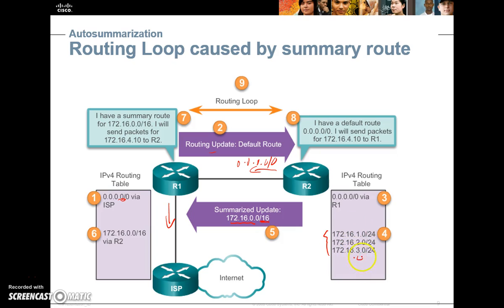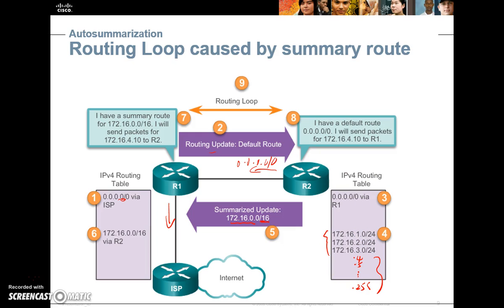It also includes .4, .5, all the way to .255. Although all these networks are not connected, because of the summary route, R1 will think that all these networks from .1 all the way to .255 are connected via R2. That means R2 has a route to go to all these networks.